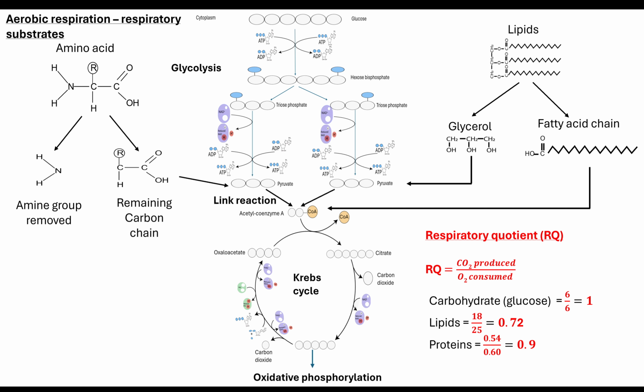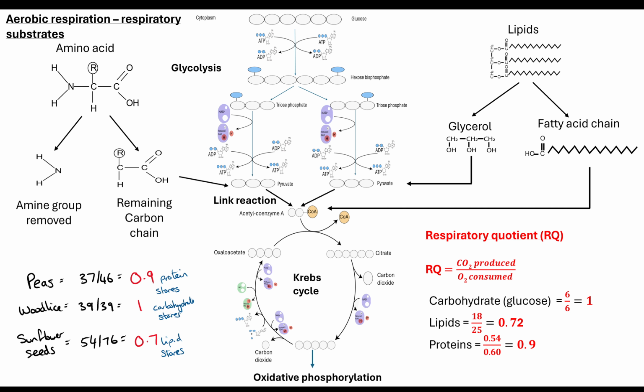So whatever they give you in the exam, for example, they could tell you that there are some peas that produce 37 carbon dioxide molecules but consumed 46, which would give you a respiratory quotient of 0.9. If that were the case, what could you conclude from that information? Well, you could conclude that protein stores were what the peas were utilizing. If we're looking at the woodlice with an RQ of 1, they were utilizing carbohydrate stores. And if it is the sunflower seeds and they have 0.7, they are utilizing their lipid stores. So this is a way they could ask you to apply this knowledge.